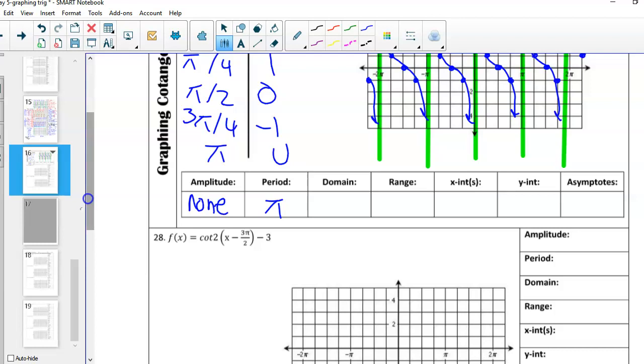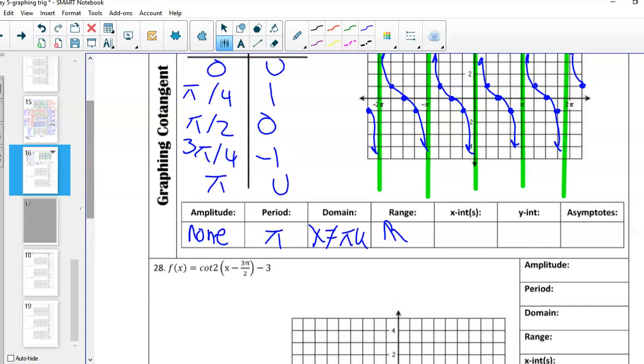Domain is wherever your asymptotes are. It's not where your asymptotes are. So x equals pi k, sorry, every multiple of pi. Isn't it x can't equal pi k? Yes, sorry. Your range is what? It's not undefined for your range. It's all real numbers. So your range for tangent and cotangent are the same. Your domain for sine and cosine are the same.